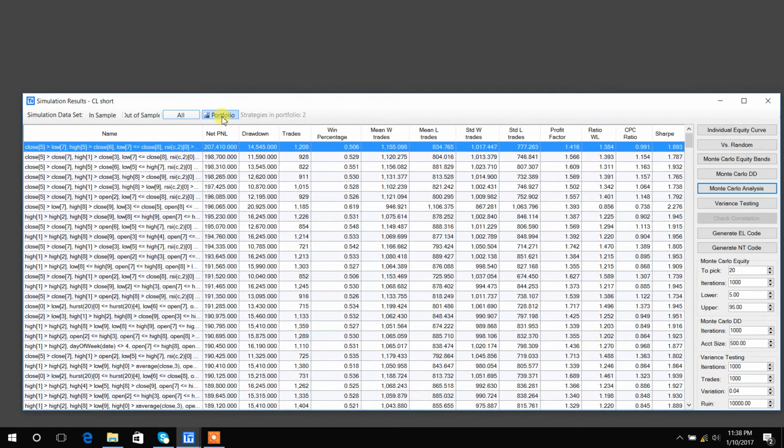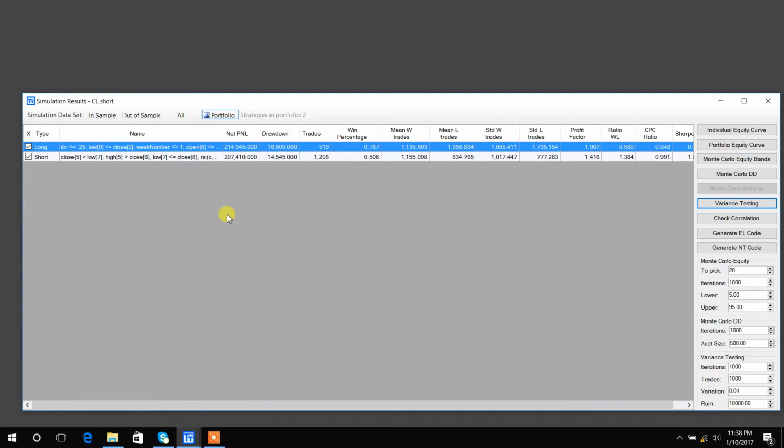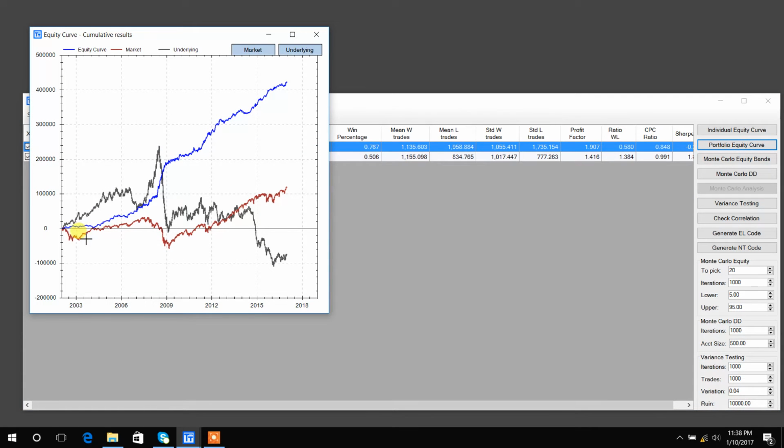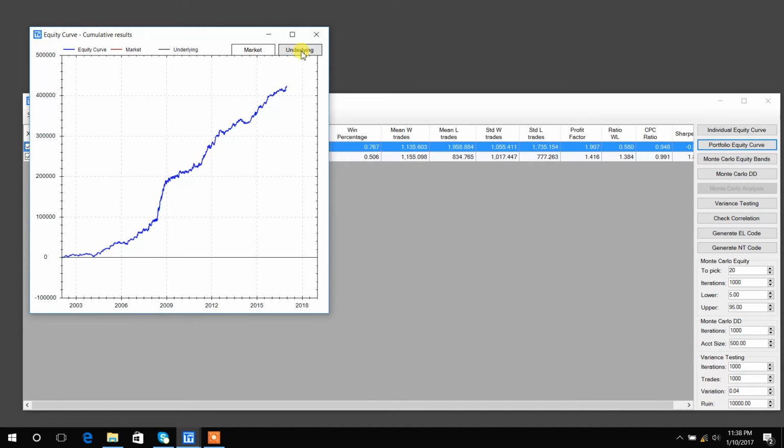Okay, let's hop over to portfolio mode to see the final feature. If I go to this portfolio equity curve, it will display our portfolio equity curve in blue as always. The red equity curve is the S&P 500 buy and hold benchmark. The gray is the underlying market's buy and hold. So for example, this is a crude oil strategy, so the gray is crude oil buy and hold. I can turn the S&P 500 benchmark off by clicking the market button, and I can turn the underlying buy and hold off by hitting the underlying button.